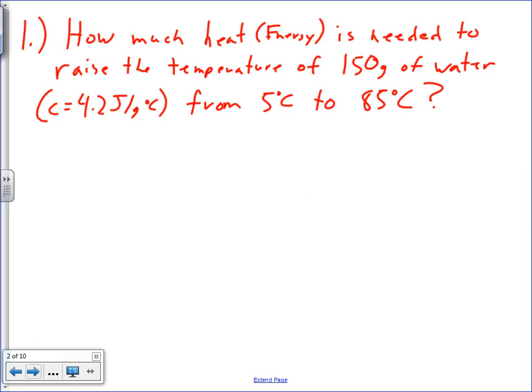All right, so I'm going to go over some examples, just like I always do. Whenever we have problem solving or a new formula, I go over how to solve some examples to do with that formula. So for example number 1, just write this one down quickly and then we'll go through it. How much heat, or energy, thermal energy in this case, is needed to raise the temperature of 150 grams of water, and the specific heat capacity of water is 4.2 joules per gram degree Celsius, from 5 degrees to 85 degrees Celsius.